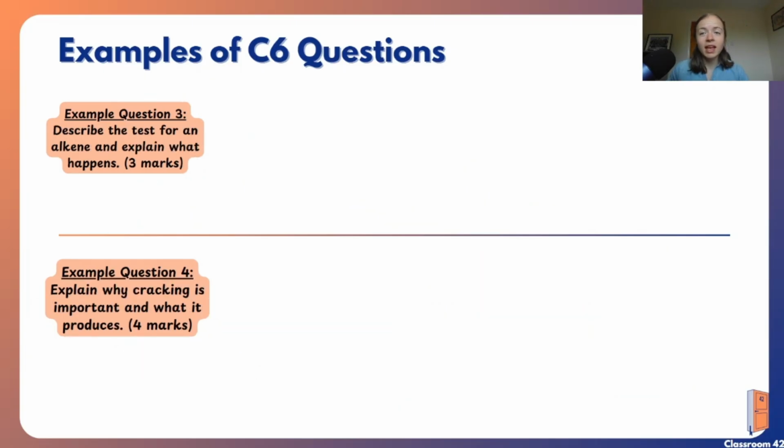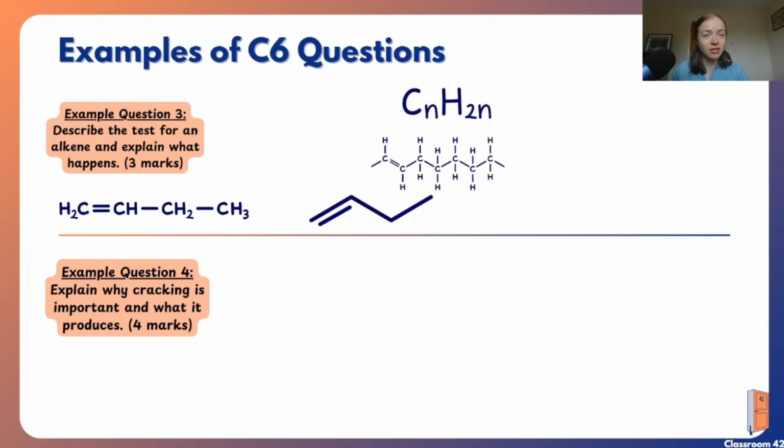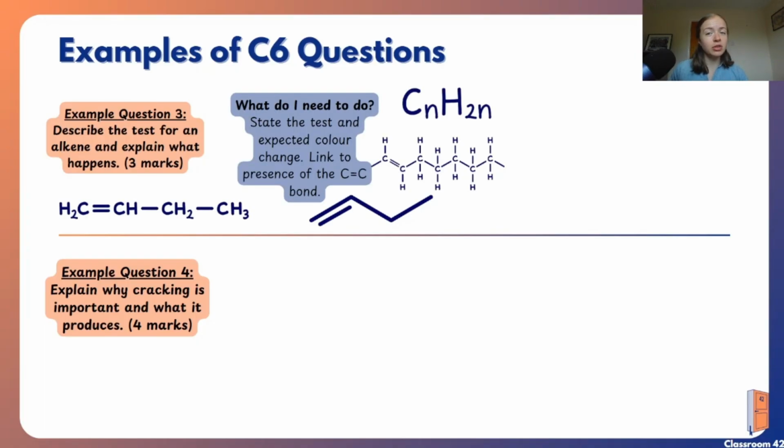So question 3, describe the test for an alkene and explain what happens. So we've already briefly discussed this as we went through the specification, but what you need to do is state that test and the expected colour change, so the expected result, and to explain why that happens, link it to the presence of that double carbon bond.